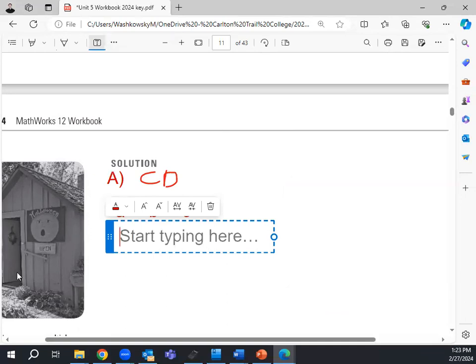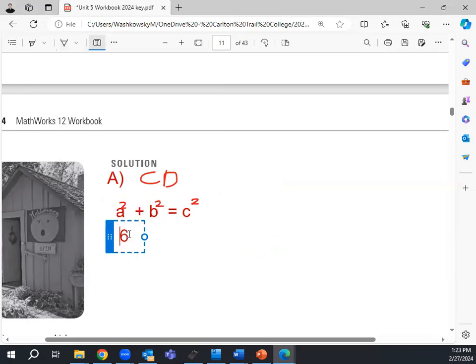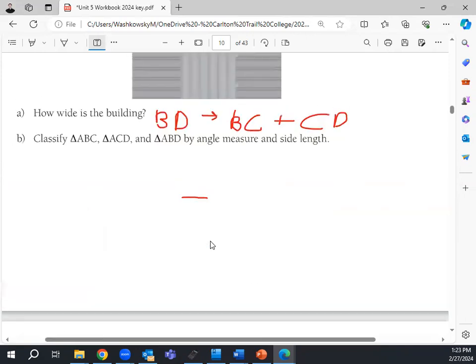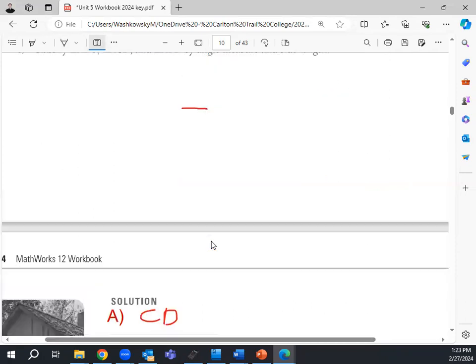I know that one of those sides is 6. The other side, I'm not sure. I'm going to leave that as B. And I know that the hypotenuse was, it 14?